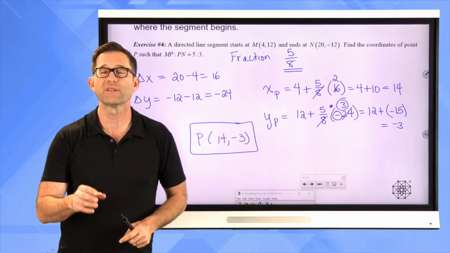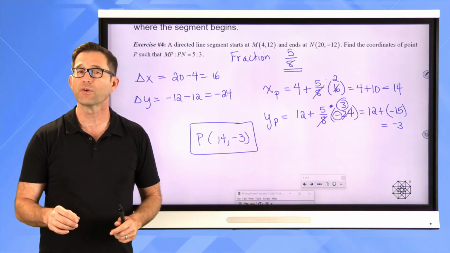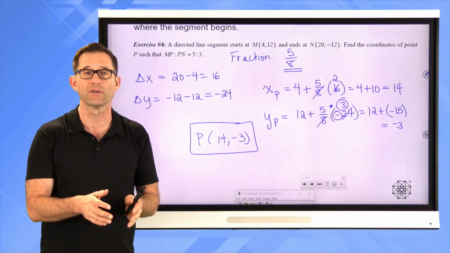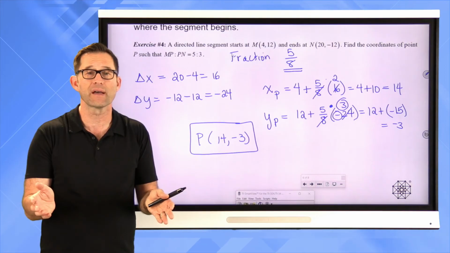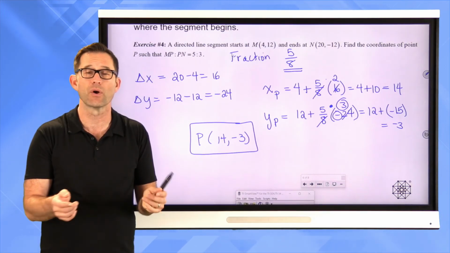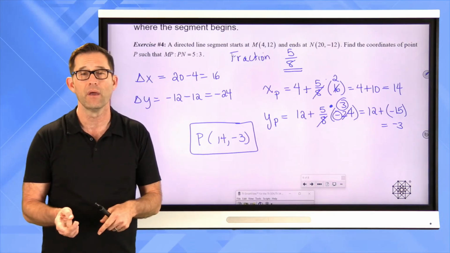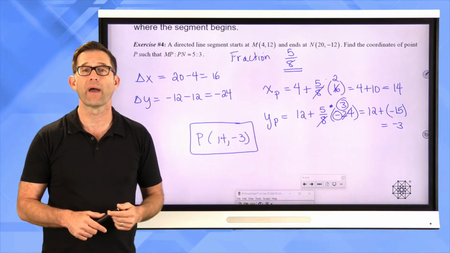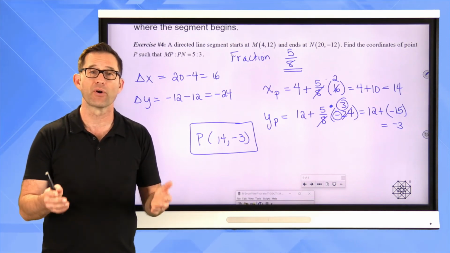But I hope you understand what is going on here. We're just starting at a particular location. We're saying, look, I know how much the x changed, I know how much the y changed to go from my starting point to my ending point. What fraction of that change do I have to add on to get to my partition point?